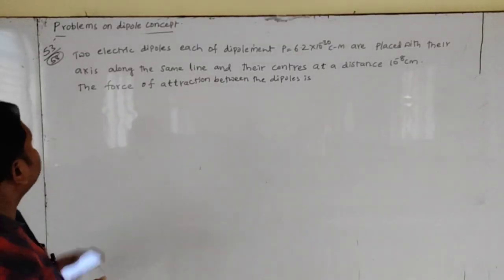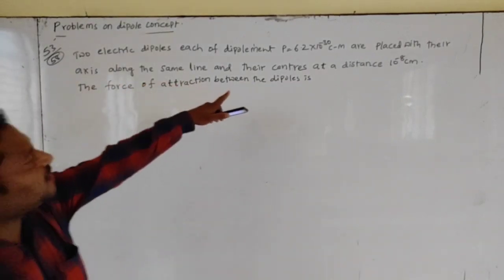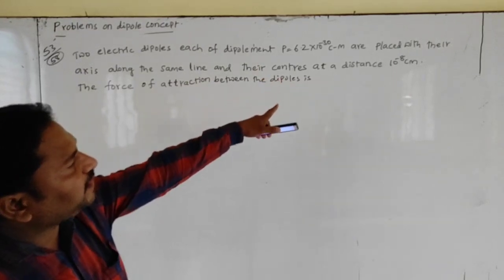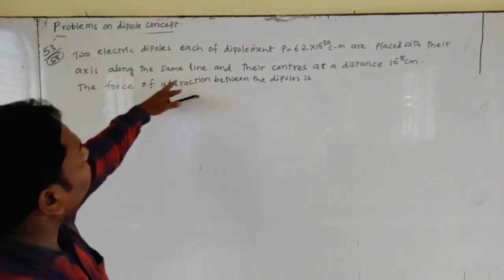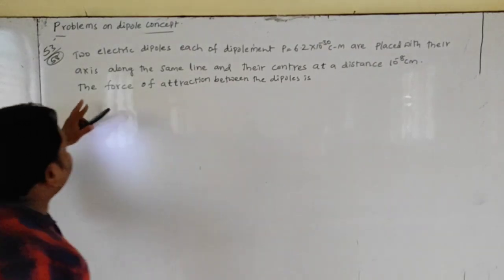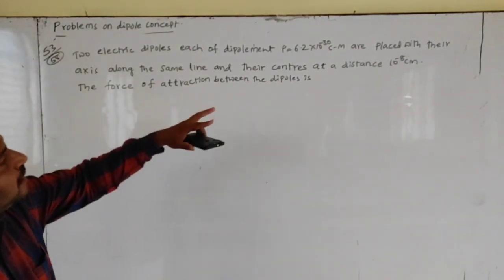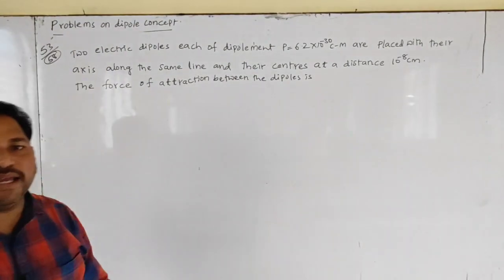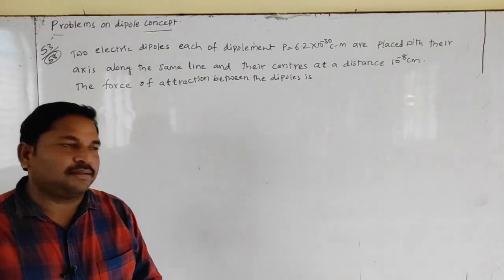Right. Another problem. Two electric dipoles, each of dipole moment 6.2 into 10 power minus 30 coulomb meter, are placed with their axis along the same line and their centers at a distance of 10 power minus 8 centimeters. Find the force of attraction between the two dipoles. We already discussed this in yesterday's class.